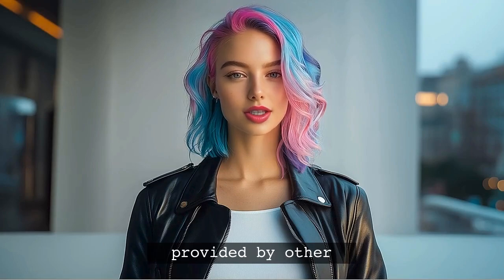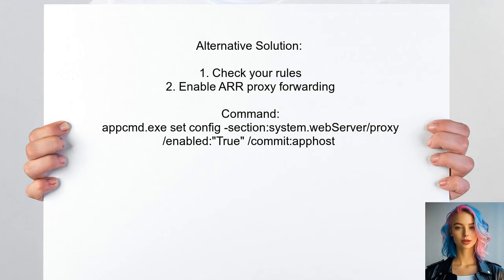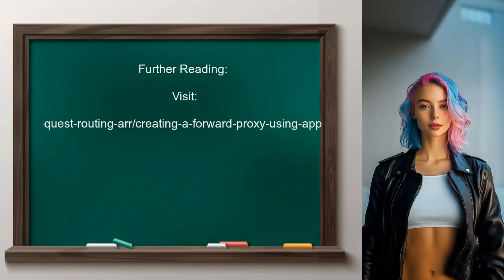Now, let's look at the answers provided by other users. This user suggests that your rules look fine, but you may need to enable the application request routing proxy forwarding feature. The warning about the disabled kernel cache indicates this might be the issue. For more detailed guidance, they recommend checking the official documentation on creating a forward proxy using application request routing.